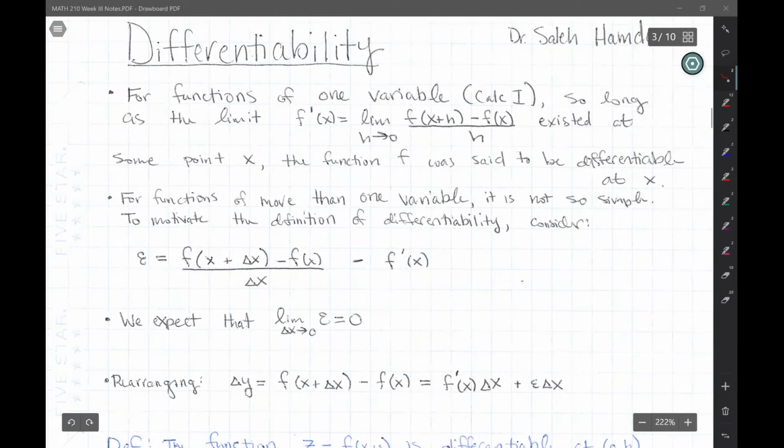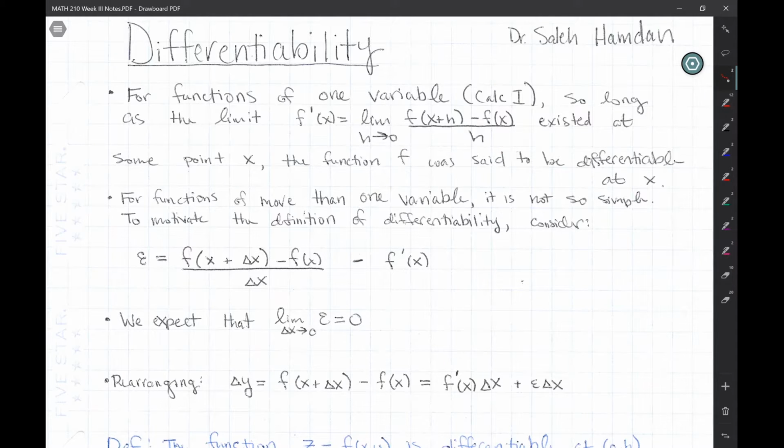So let's talk about differentiability. Now, in Calc 1, all you really needed for a function to have a derivative at a particular point is that this limit existed. Once that limit existed, we said that, hey, the function is differentiable at that point, and here is the derivative at the point. You define it by this limit.